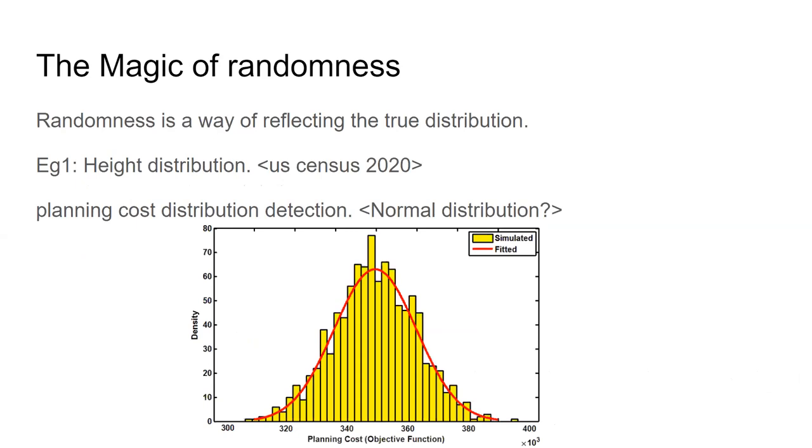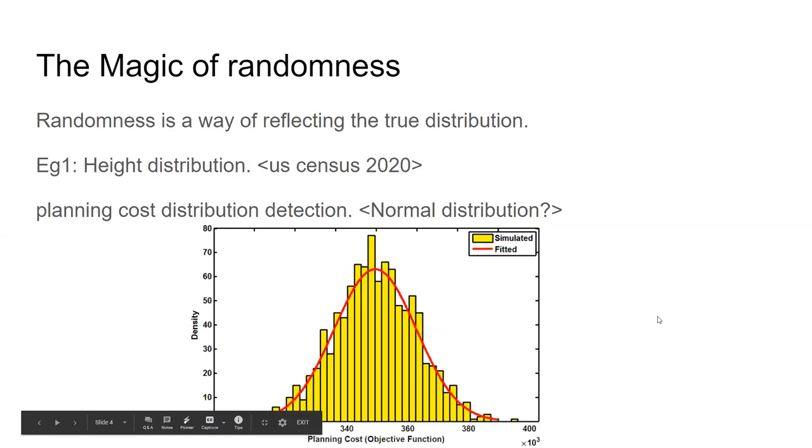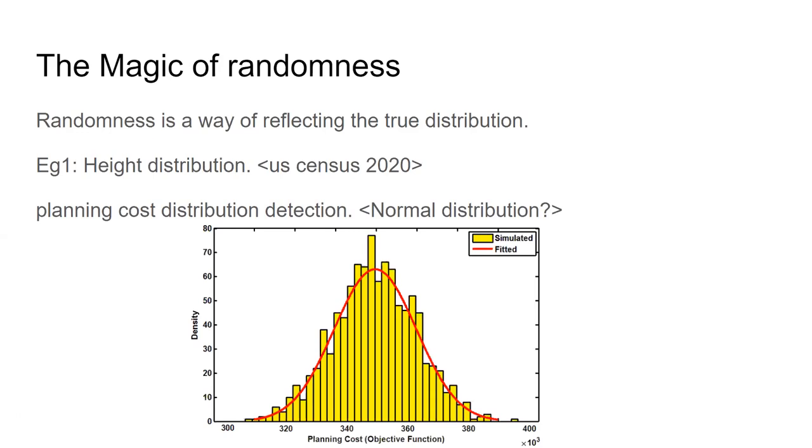And for this part, we will talk about the magic of randomness. Well, randomness is a way of reflecting the true distributions. There are different examples that arise here. First one, I raise examples on the height distributions. As you may have noticed, the United States is currently holding a census for 2020 for all the population in the United States. And they are saying that all the people's height follows a Gaussian distribution. Is that true or not? We're not sure. We don't know, right?